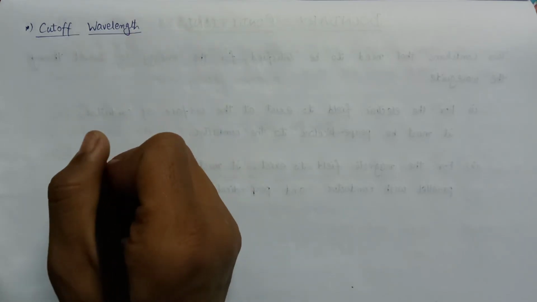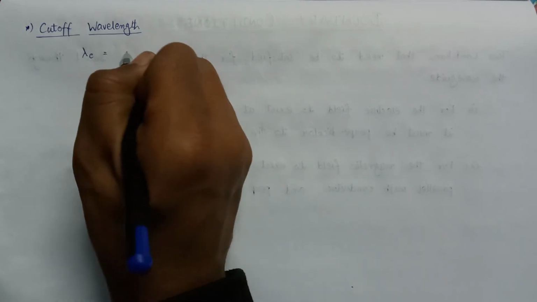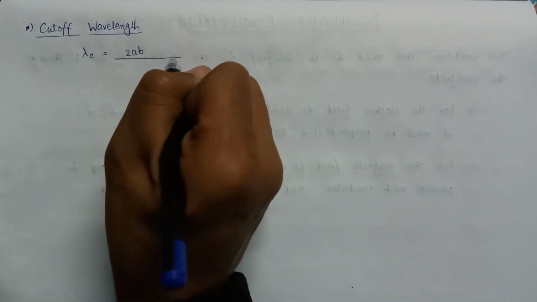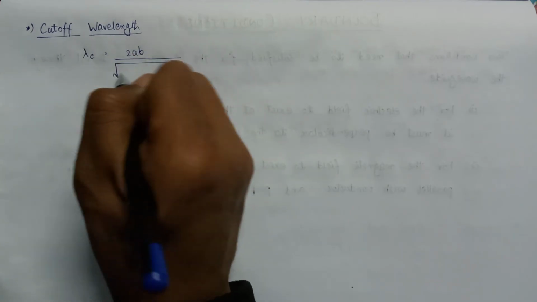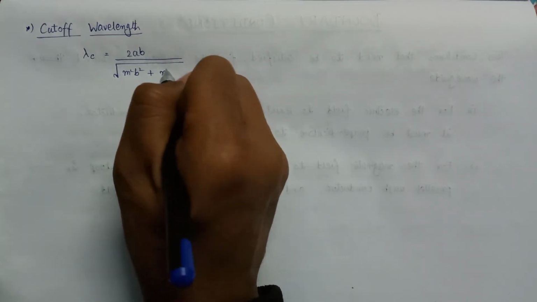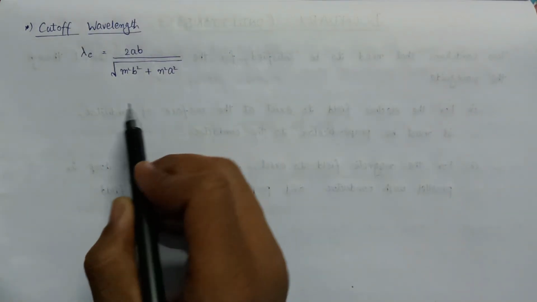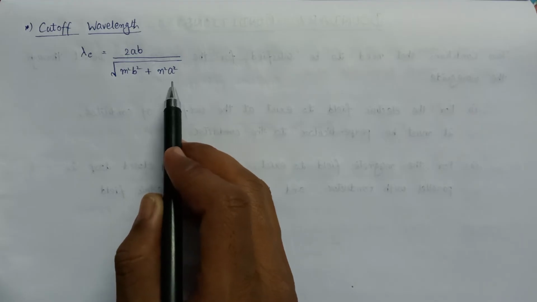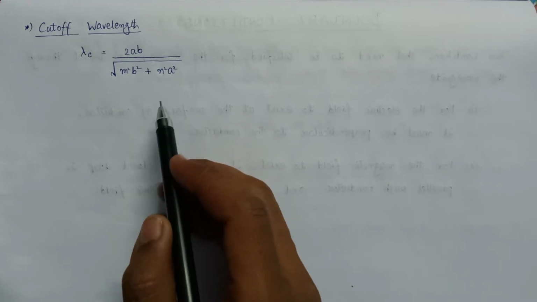Similarly, let us have a look at the expression of cutoff wavelength for rectangular waveguide. The cutoff wavelength is denoted by lambda c, and it is given as 2ab over the square root of m squared b squared plus n squared a squared. Here a and b are the width and the breadth of this rectangular waveguide.